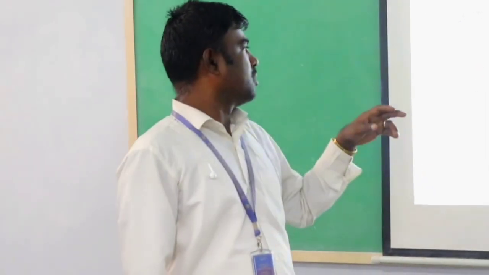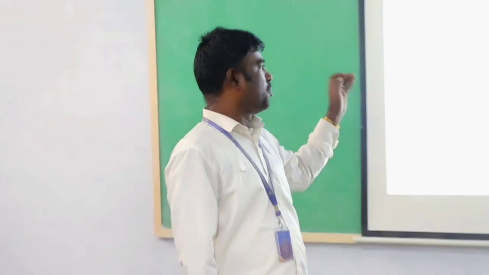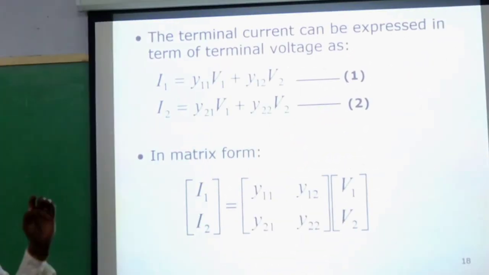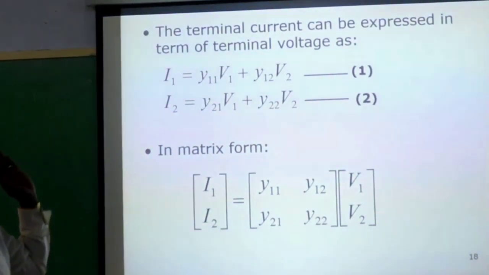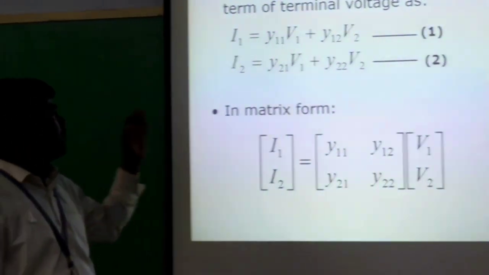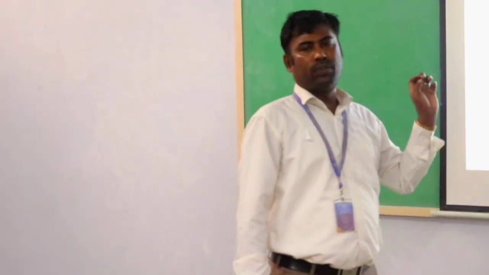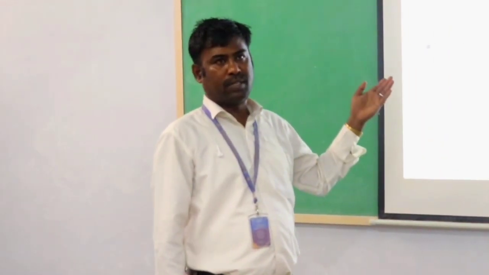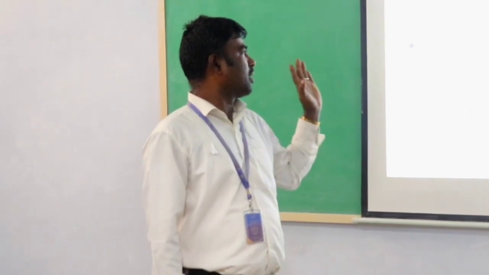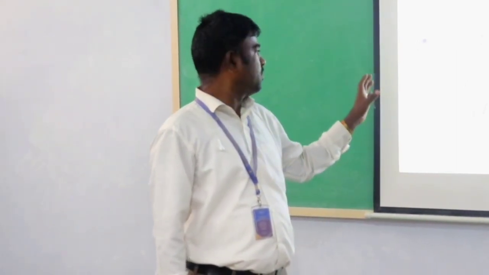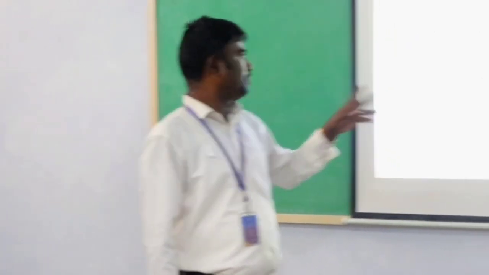Similarly, we have an input port and an output port. Y parameters can be represented in terms of current equations. So I1 equals Y11 V1 plus Y12 V2. Similarly, I2 equals Y21 V1 plus Y22 V2. For Z parameters we have voltage equations, and for Y parameters we have current equations. The same linear equations can be represented in matrix form like this.